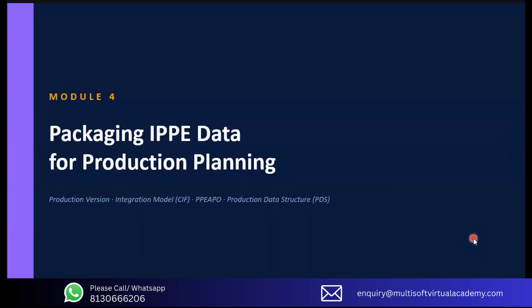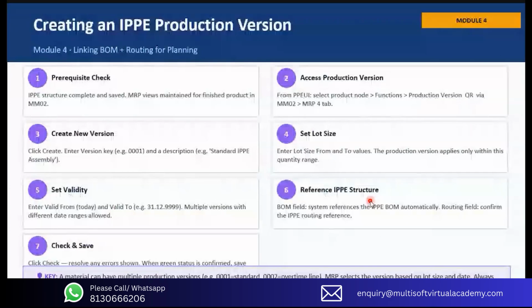Next, packaging IPPE data for production planning. This is basically creating a production version, an integrated model with PPO, APO, PDA structure. We'll see this one. So basically, the fourth module is linking the BOM and routing for the plan.